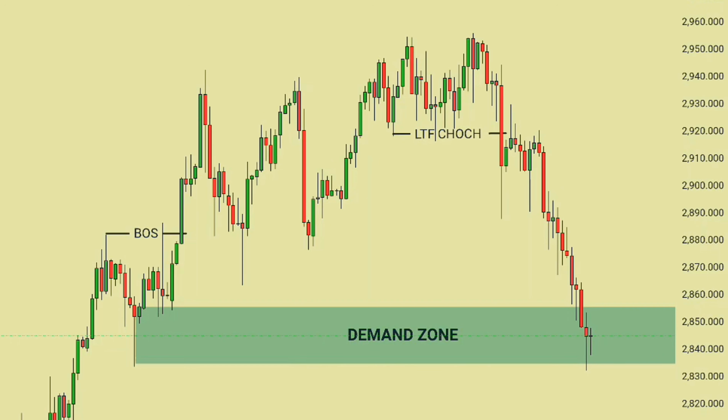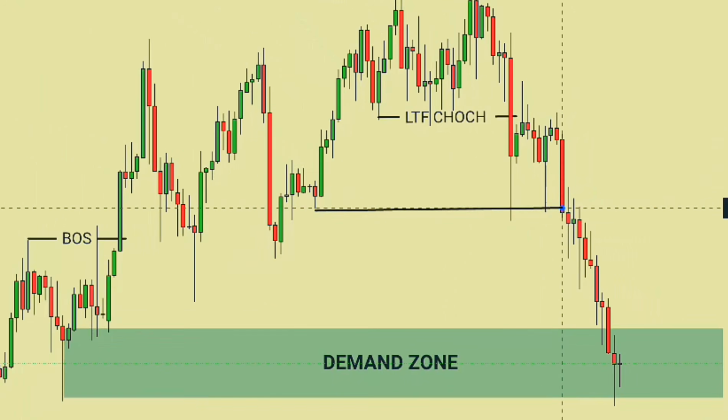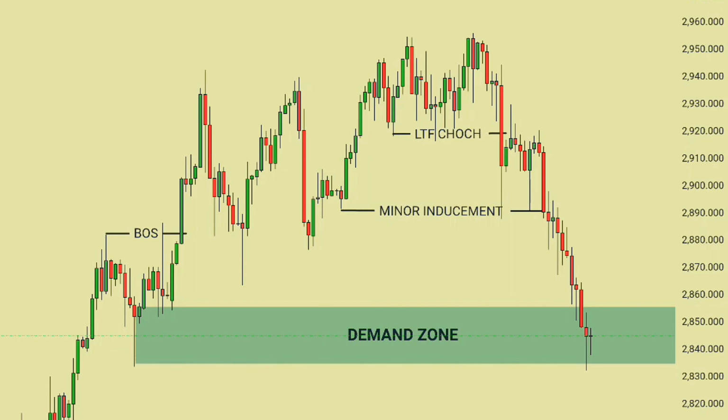After the change of character on the lower time frame, many traders believe the move has already started. They see the internal structure shift and enter immediately. This is where minor inducement forms. Price often creates a small pullback after breaking the internal high. That pullback forms a short-term low which appears safe to place stop losses below.